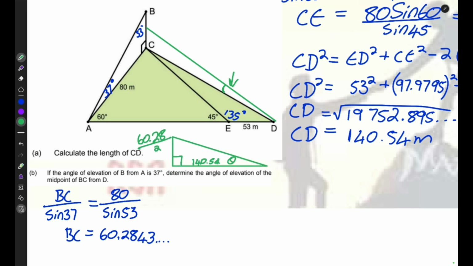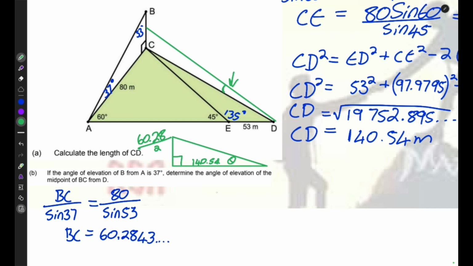And if I redraw that, I can see I have an opposite of 60.28, but they said it must be half of it. And I have an adjacent side of 140.54 meters, so the answer for CD. In this case, I will not go sine rule. I will really go opposite over adjacent because I don't know any angles in that triangle. It is possible, it's just way more difficult than it should be.